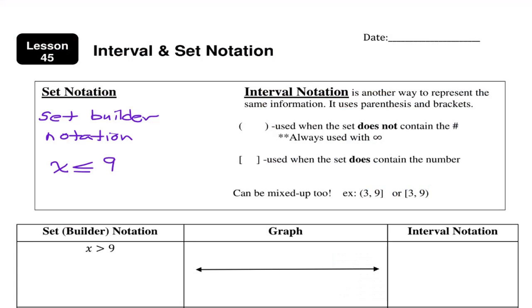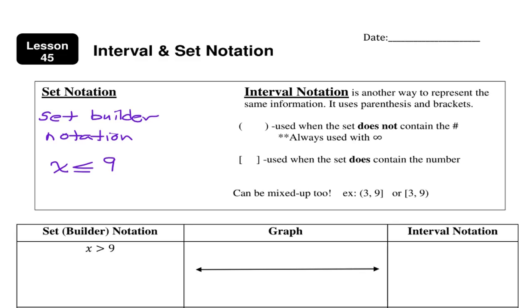Hey everybody, welcome back. This is lesson 45, which is on what we are calling interval and set notation. So just some basic vocabulary. What we've been doing and what you have been getting as solutions to your inequalities are known as set notation. So when I write something like this, x is less than or equal to 9, that's set notation, or another term would be set builder notation. That means the same thing. So that's what we're going to start with.